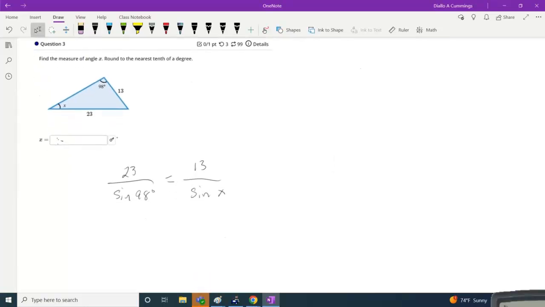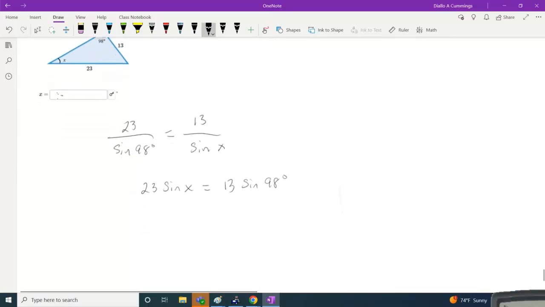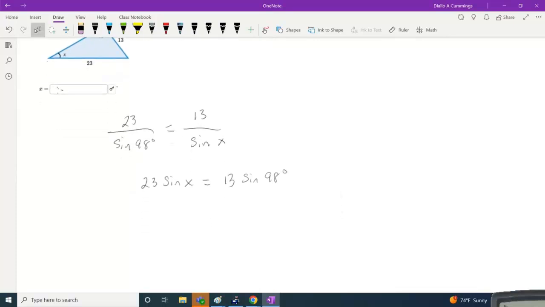And now we want to solve it for x. So I'm going to cross multiply. 23 times the sine of x, I want to set that equal to 13 times the sine of 98 degrees. The next thing we're going to do is try to solve it for x. But as it stands now, x is attached to this sine function. So I want to isolate the sine of x.